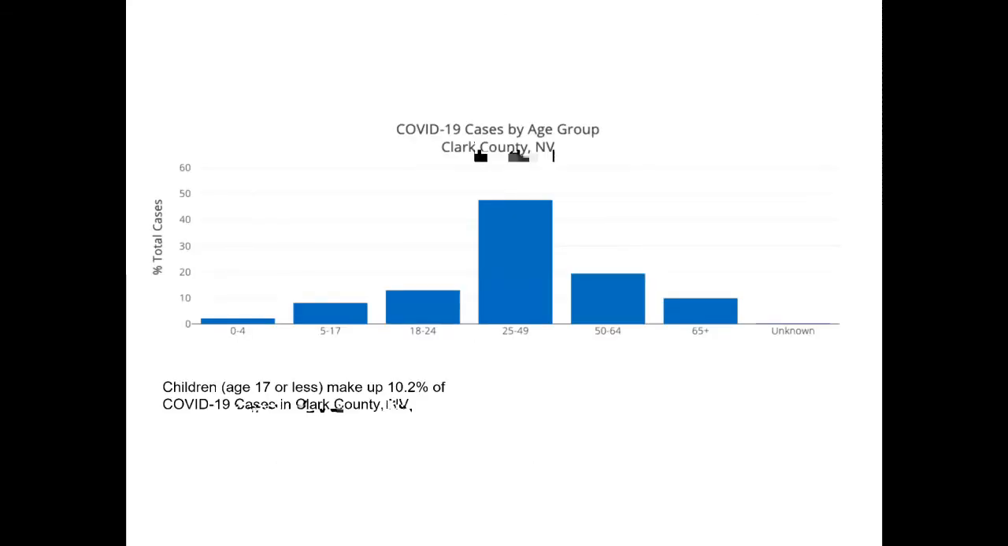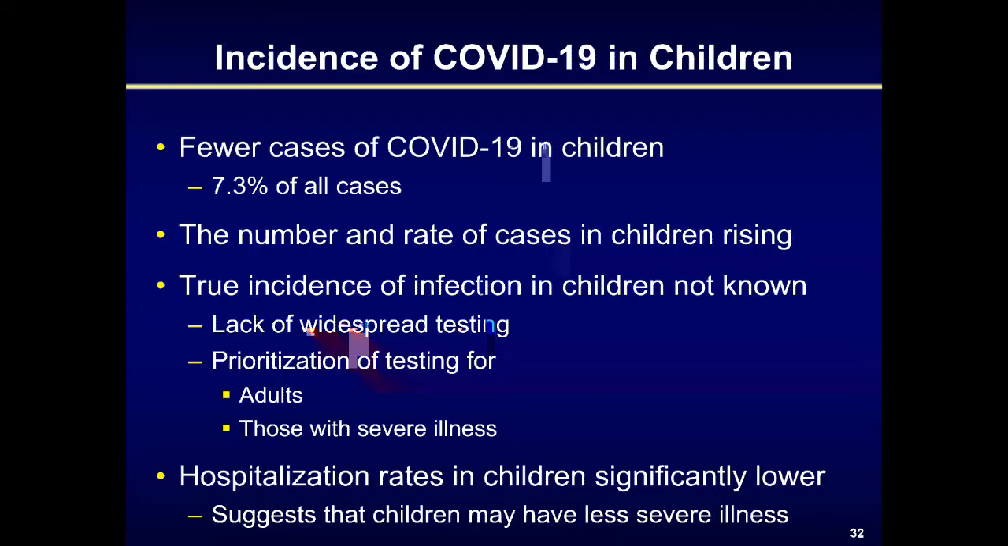Here are some data from Clark County that show children less than 17 making up about 10% of the cases in our county. In the United States and globally, there are far fewer cases reported in children as well. While children are about 22% of the US population, these data, up to about August, showed that they were about 7.3% of cases reported to the CDC.